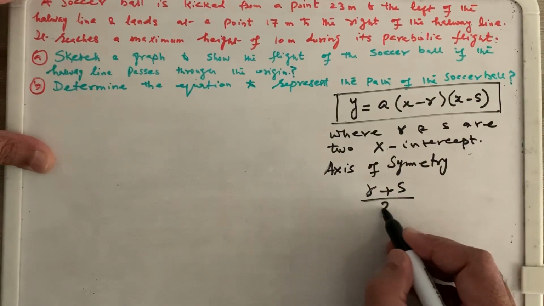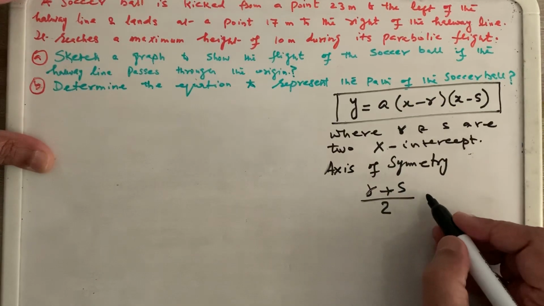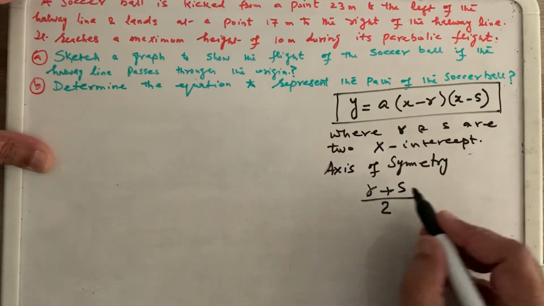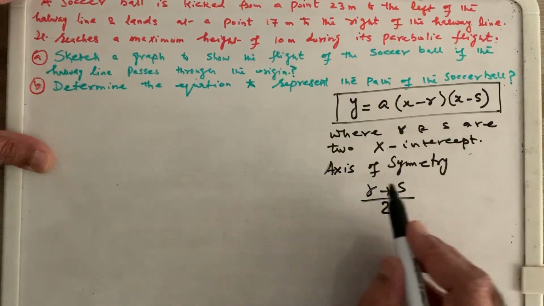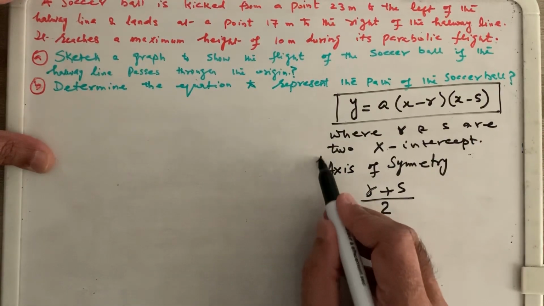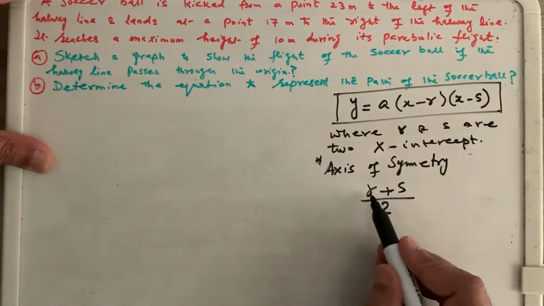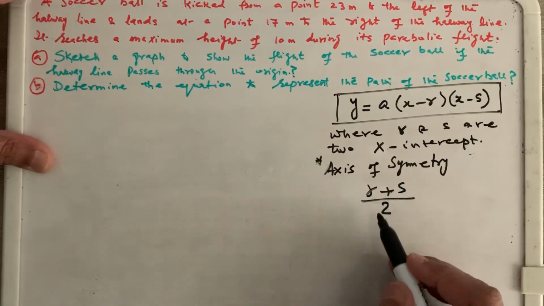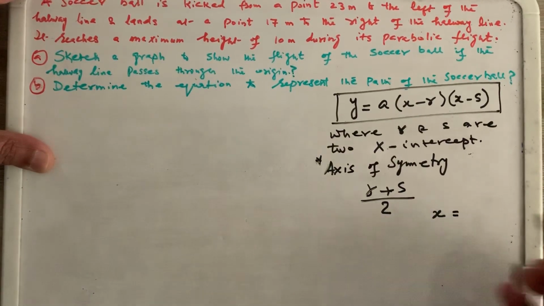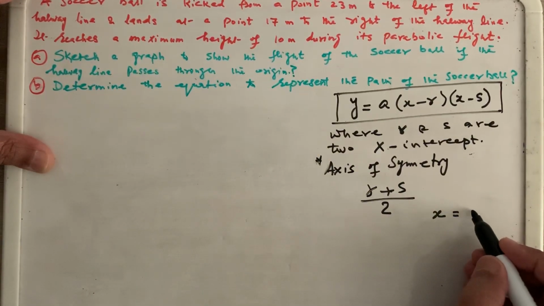If you add those two and divide by 2, you will get the equation for the axis of symmetry, right? So you will get the axis of symmetry if you have the r and s values, the two intercept values. Wherever you see two x-intercepts, you can add them and divide by 2. That will be the equation x equals something, right? x equals 0 is the y-axis.